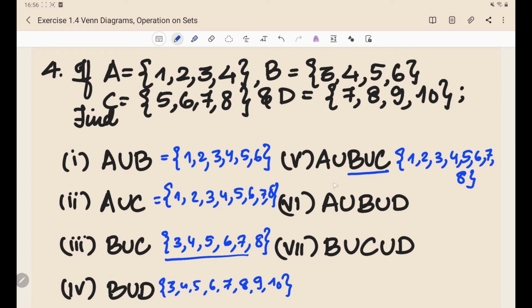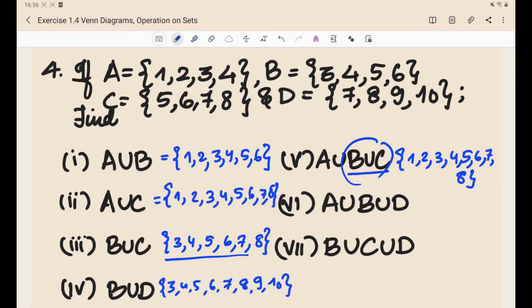So for such kinds of problems, you have to see what you have already found. In my previous problem, I have already covered B union C, so you just have to take the union with A. Or alternatively, you can take A union B first, then take the union of that with the set C. It will also give you the same answer. So any method you can use.